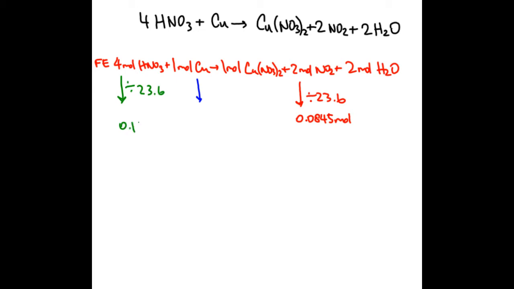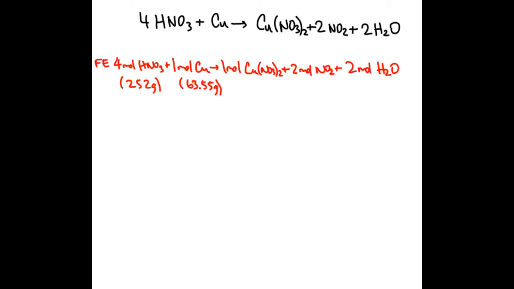which is 0.169, and for the moles of copper, which would be 0.0422. So those are the two moles for Cu and HNO3 for 11A.